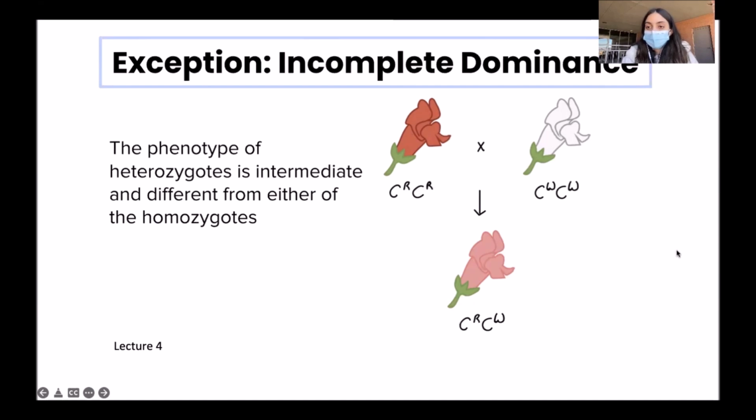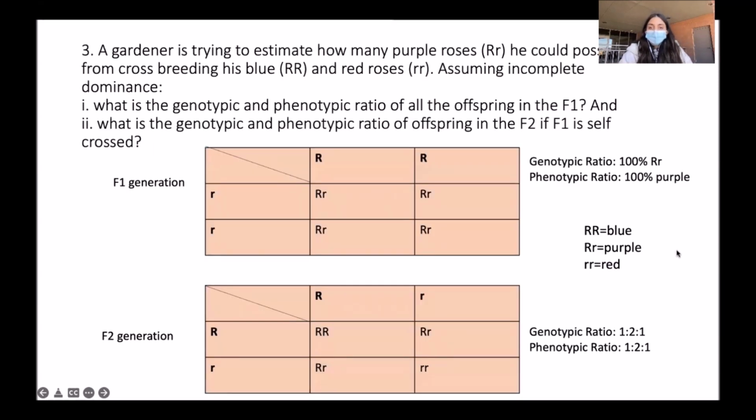So this question is asking, a gardener is trying to estimate how many purple roses he could possibly get from crossbreeding his blue and red roses, assuming incomplete dominance. So we're gonna find the genotypic and phenotypic ratio of the offspring in the F1 generation, and then we're gonna self-cross F1 and get F2.